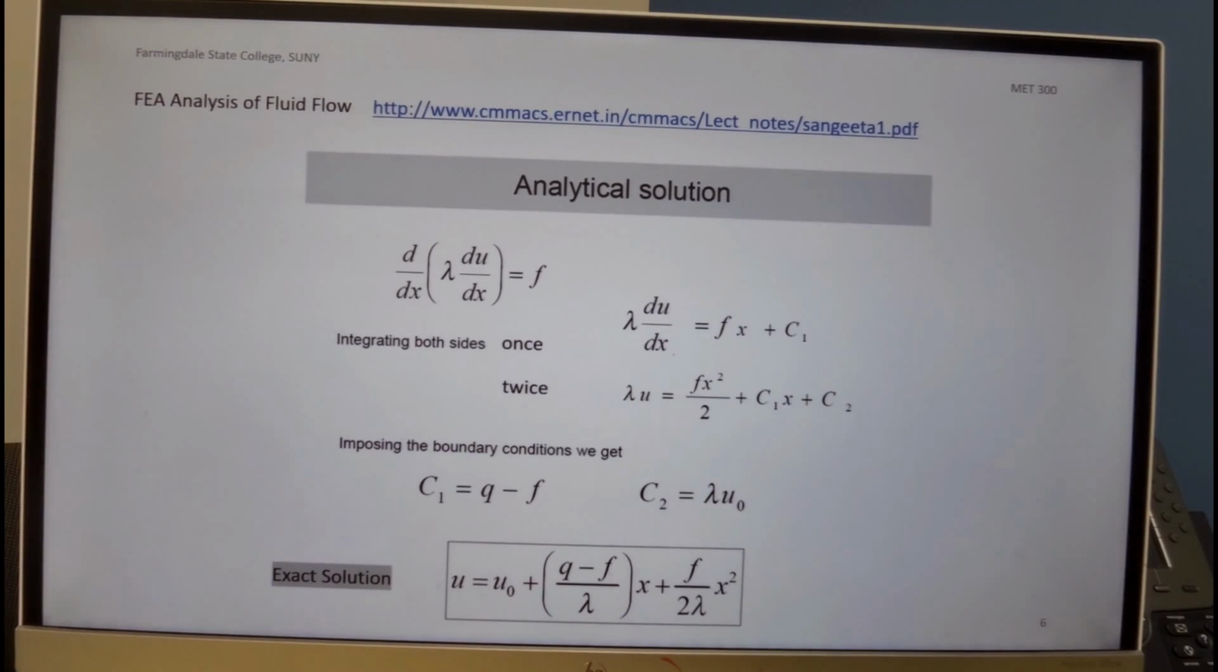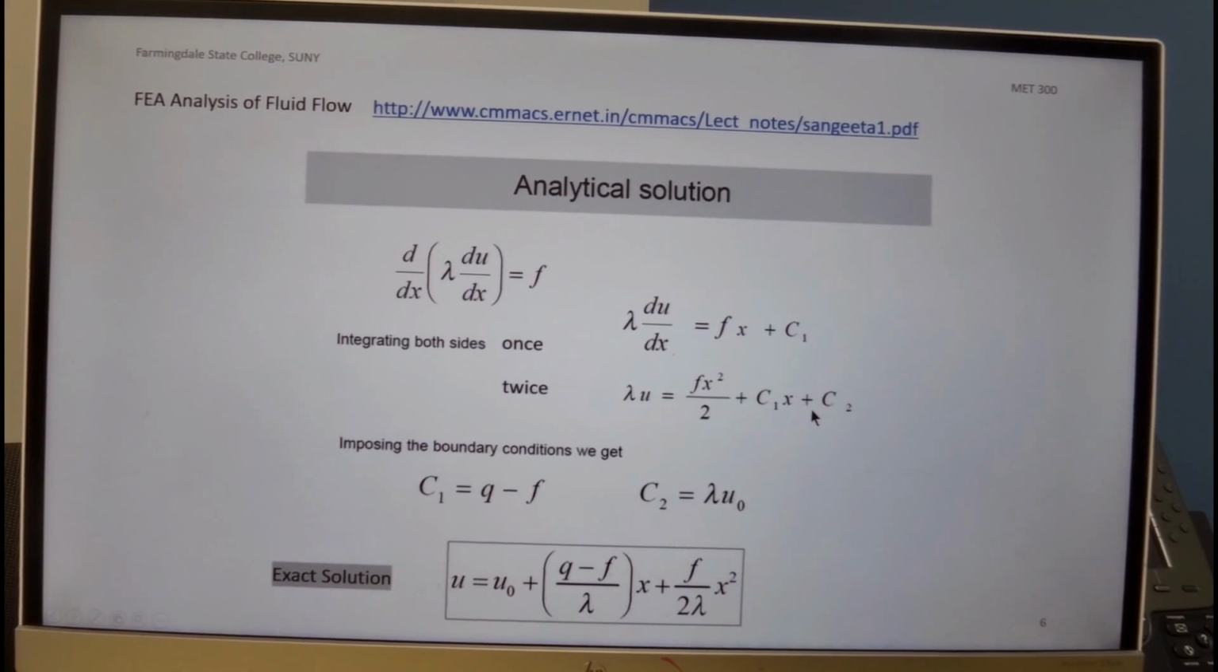To find an exact solution, we integrate both sides of the equation. The dx moves to the right-hand side, and then the integral of this variable becomes lambda du dx. Then f dx becomes fx plus a constant of integration, c1. And then integrating that again, dx put to the right-hand side, we get lambda u, fx becomes fx squared divided by 2, then c1 becomes c1x, and c2 is the second constant of integration.